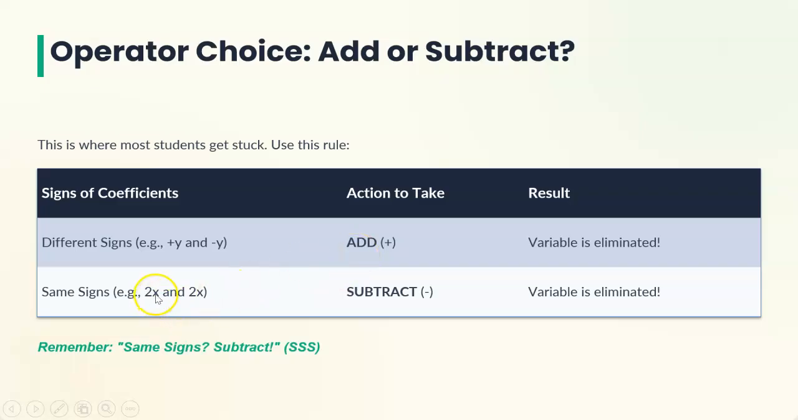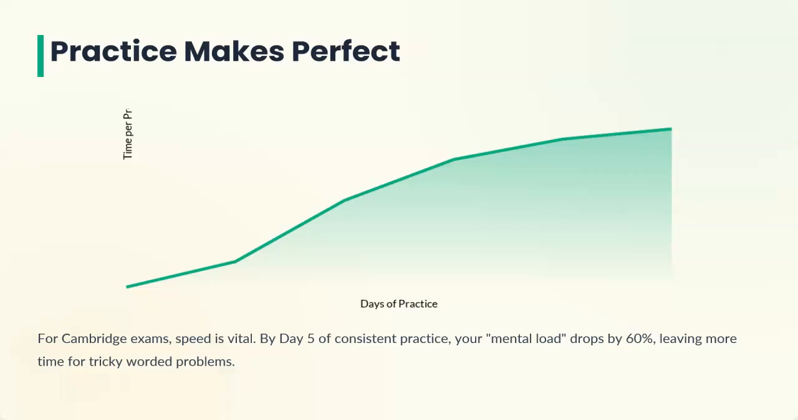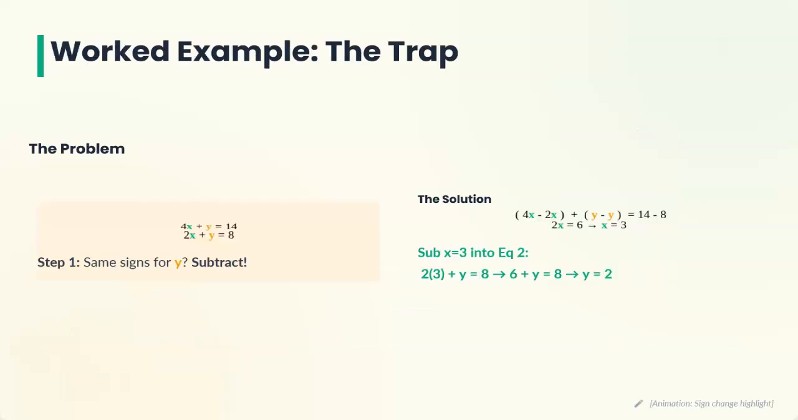But in this case, I have positive, positive. So if I say 2x plus 2x, I'm rather going to get 4x, which will not work. So all I need to do is to subtract. I'm going to simply say 2x minus 2x, and that will give me 0. Let's take a quick example. So let's look at this practice. Remember, it's by practice that you're really going to master this. So for Cambridge exams, speed is vital. So by day 5 of consistent practice, your mental load drops by 60%, leaving more time for tricky word problems. So all you need to do is to practice more.